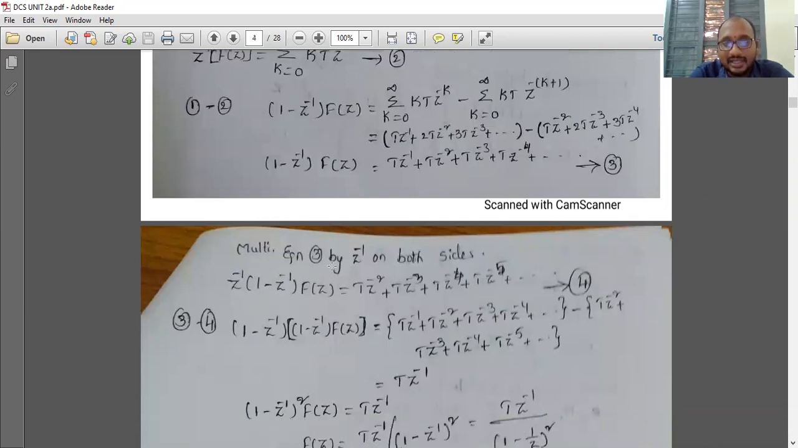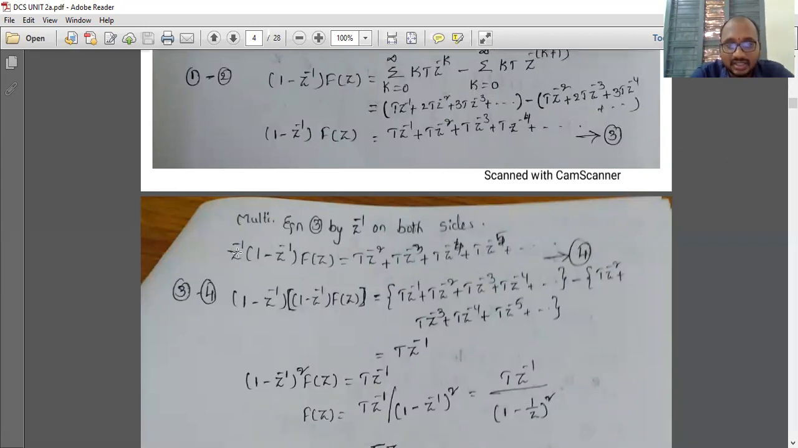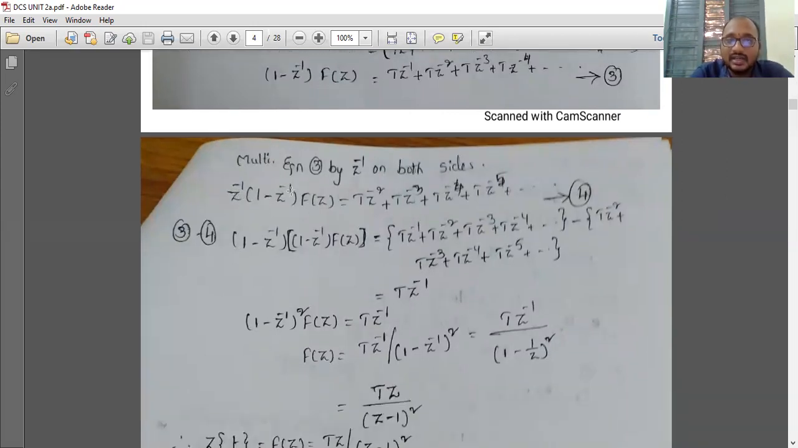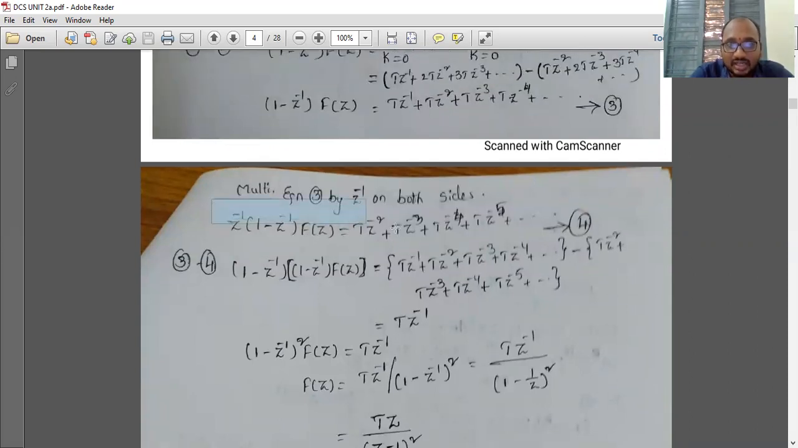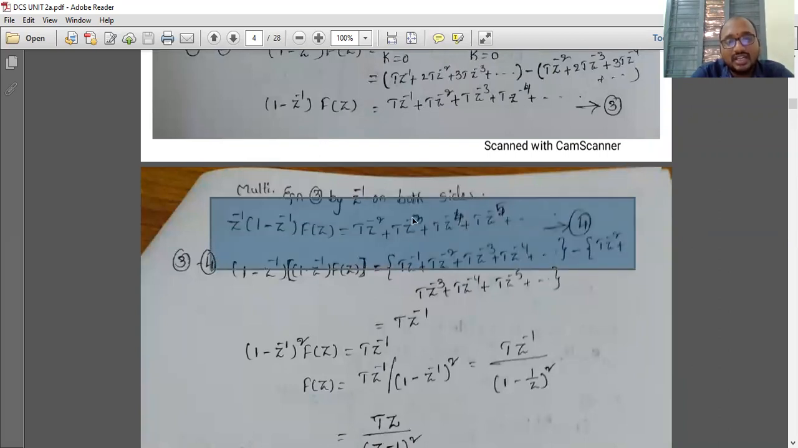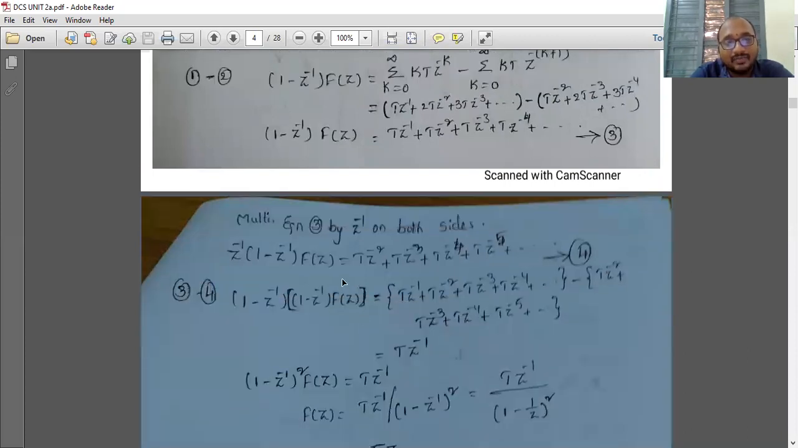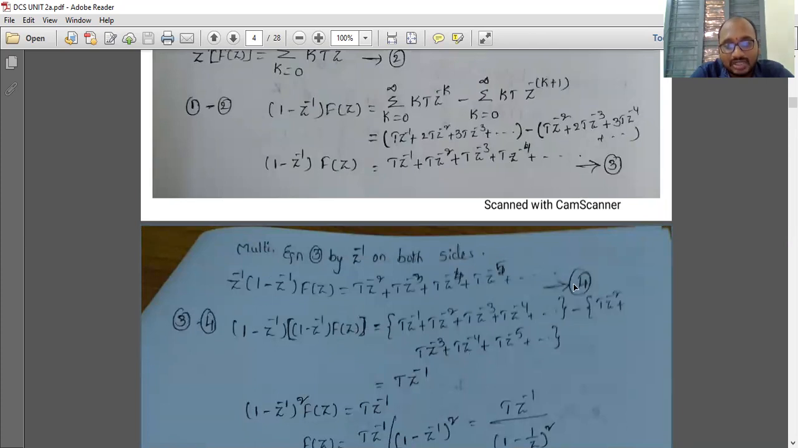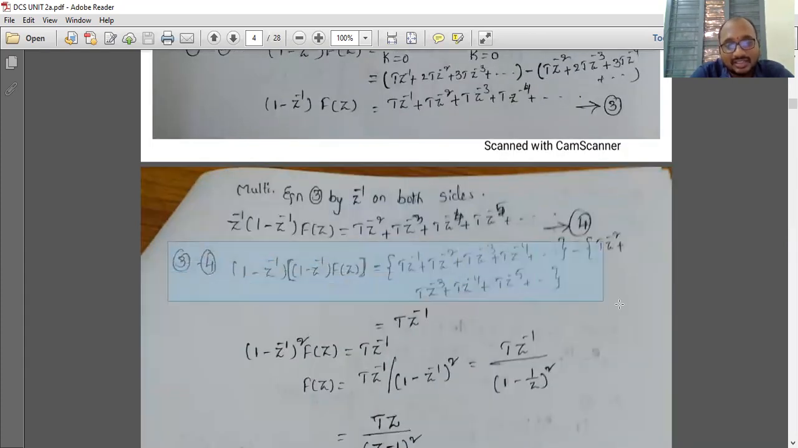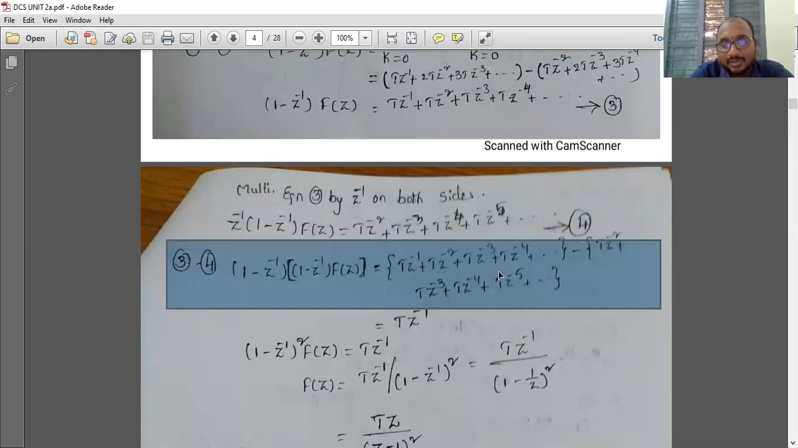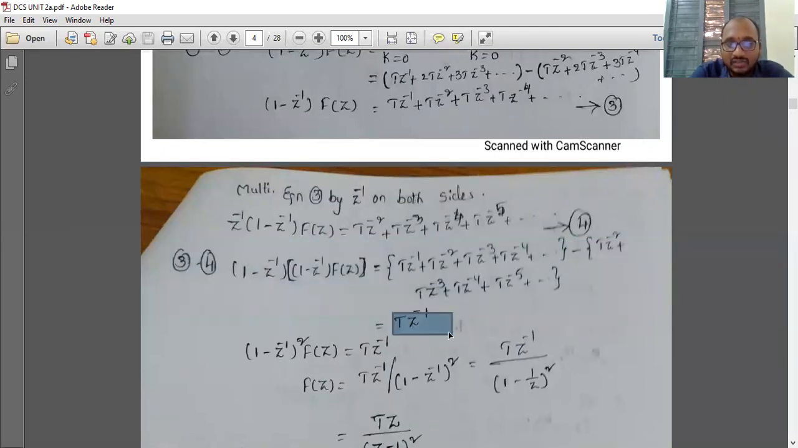Next, again multiply equation number 3 with z inverse on both sides. If you multiply with z inverse, it becomes z inverse into 1 minus z inverse into F of z, which is equal to this expression: T z power minus 2 plus T into z power minus 3 plus T into z power minus 4 and so on. Next, subtract the third expression from this fourth expression. In this expression we have common components in both the series, and those get cancelled. Finally we get T into z power minus 1.